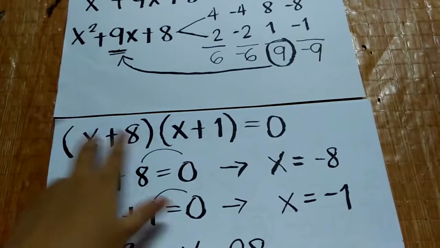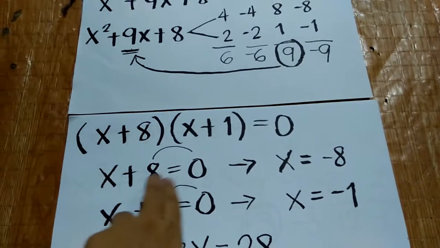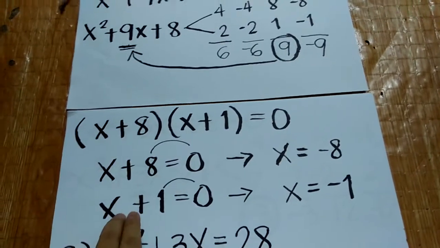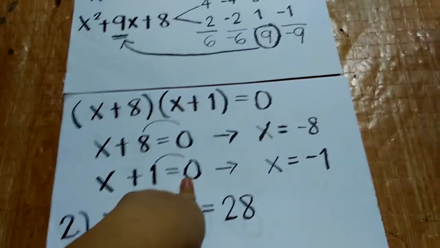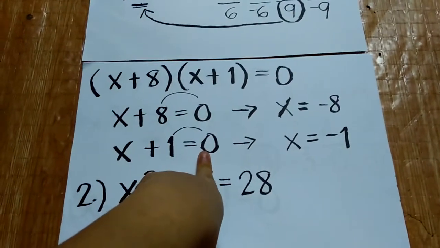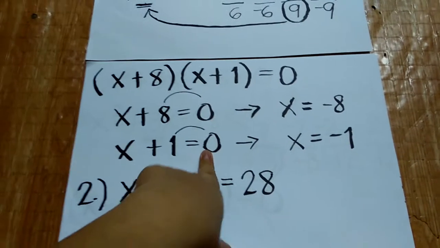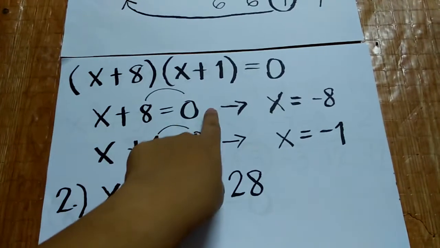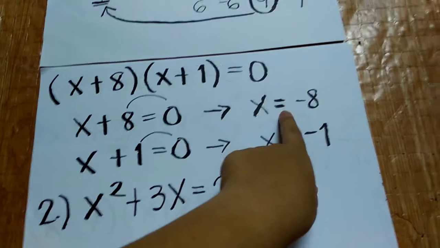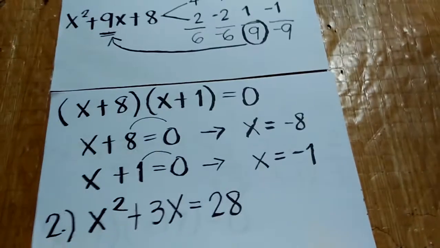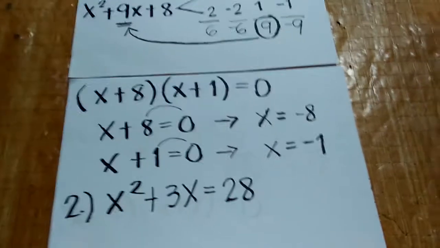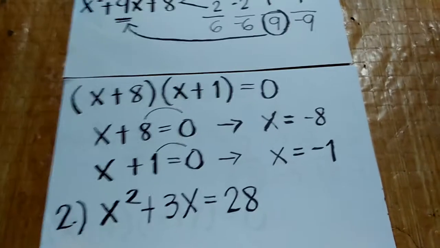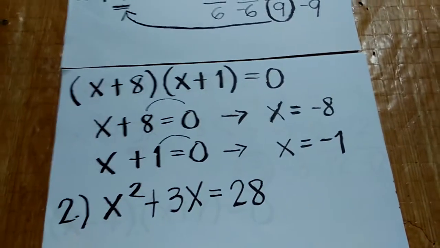Yung first factor, which is x plus 8, equal natin sa 0. And then, yung x plus 1, i-equal din natin sa 0. Then, we can get now the x or the roots. So, ito i-move lang natin sa kabila. Ito i-move din sa kabila. So, x is equal to negative 8 and x is equal to negative 1. So, the roots are negative 8 and negative 1.